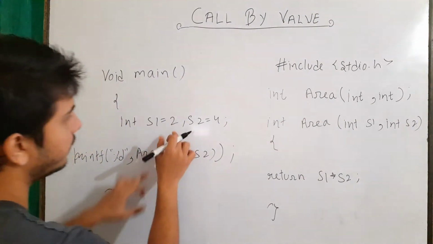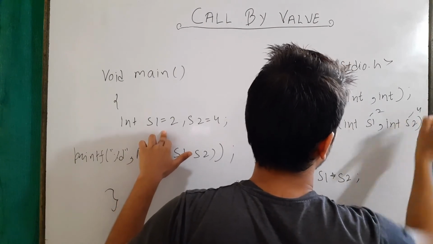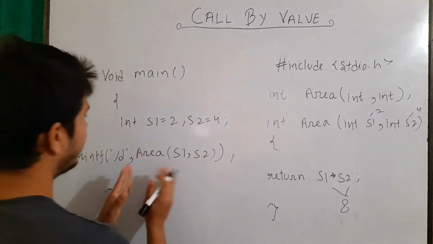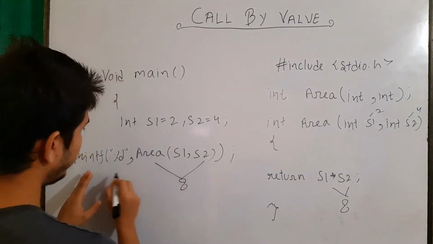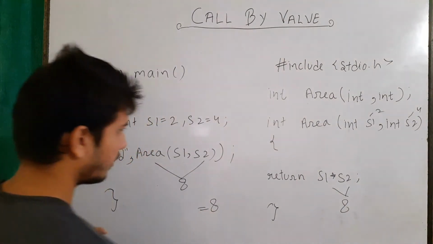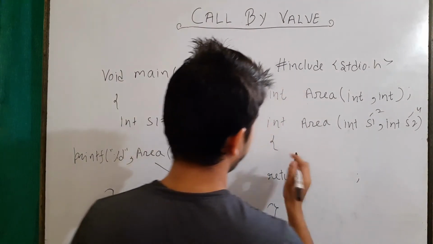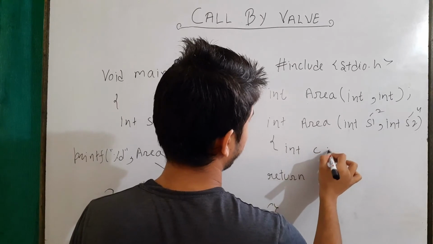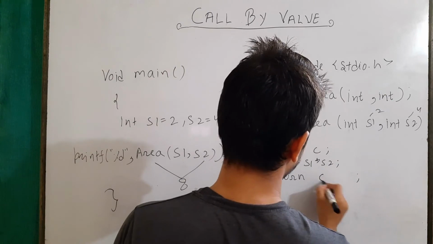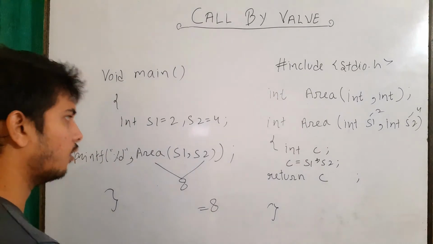So here let's say the values 2 and 4 are sent. s1 will become 2, s2 will become 4. Then it will calculate 2 into 4, which is 8, and this will return us 8. So its final statement could be printf %d 8, and our output will be 8. We can also make it something like this. Let's say I make another variable c, and I write c equals s1 asterisk s2 and return c. There is no problem in that. It will also give us 8 as an output.